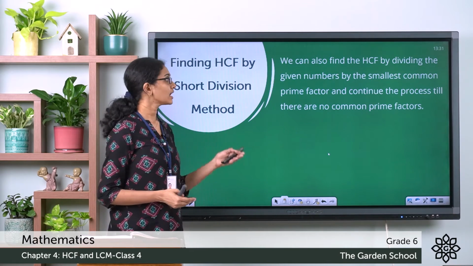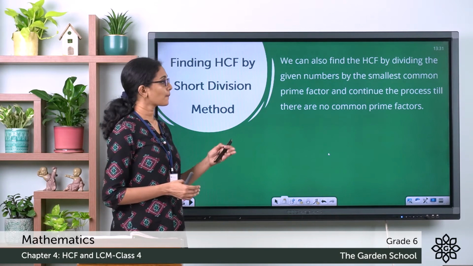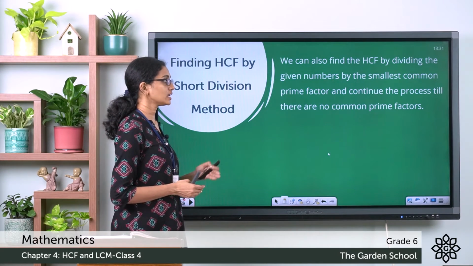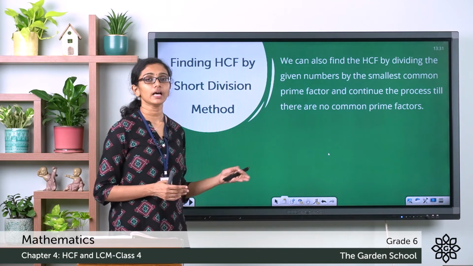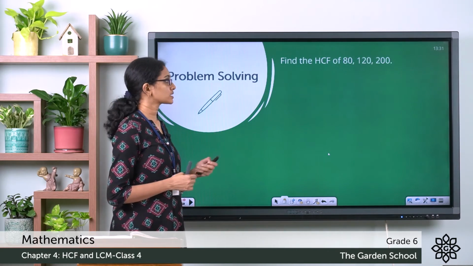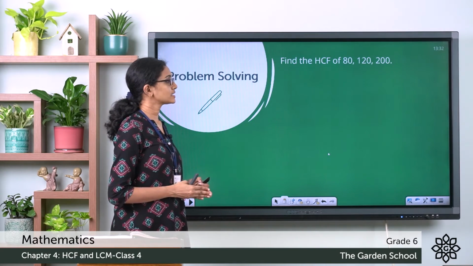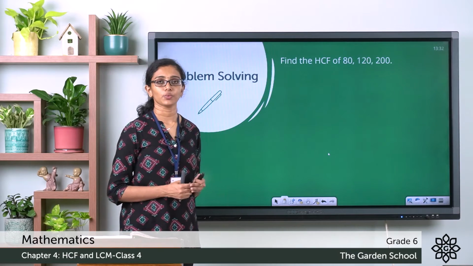Let's see that again. We can also find the HCF by dividing the given numbers by the smallest common prime factor and continue the process till there are no common prime factors. So let's solve a question now and get this more clear. Find the HCF of 80, 120 and 200.